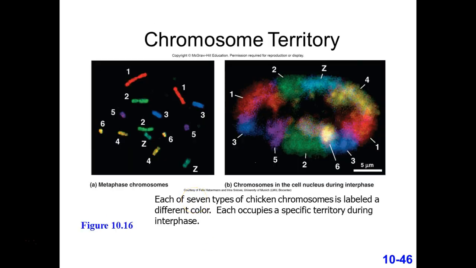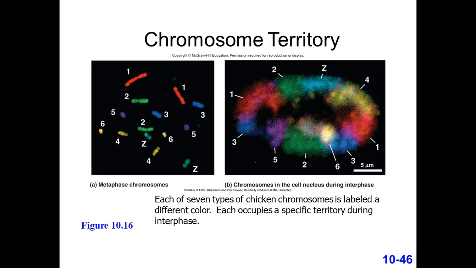So here each of the 7 types of chicken chromosomes are labeled in different colors. How they did this, I don't know, but it's pretty cool. Number 1, you see it's in red. Number 2 in green. 3. I don't think they physically labeled it. I think they took a picture and then went in and colored it, by the way. But they can tell by the size. They know which ones are which.